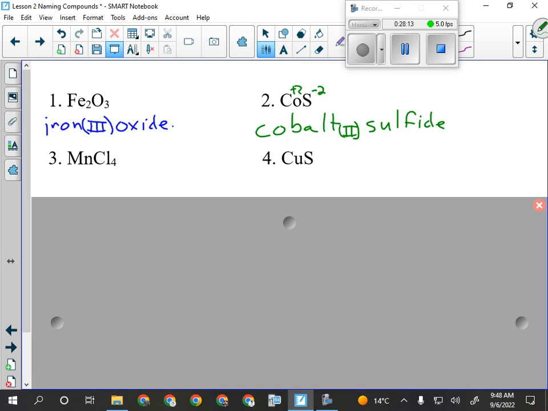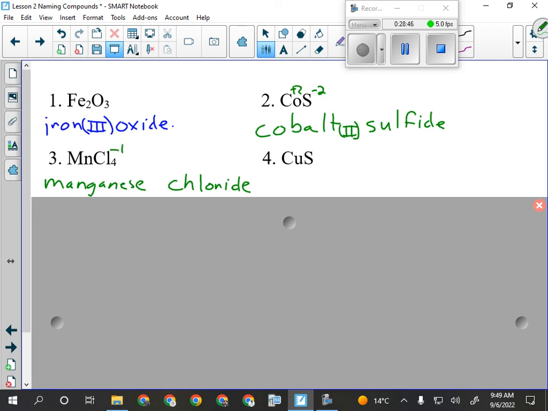All right, number 3, Mn. Okay, Mn stands for manganese. Okay, and Cl stands for chlorine, which I will change to chloride. All right. Manganese can be a 2 or a 4, I believe. Okay. So I need again to look to my non-metal to help me out. Chlorine is in group 17. Everything in group 17 has a charge of -1.